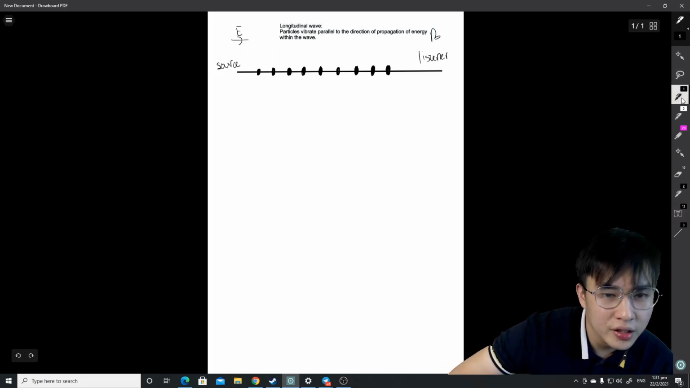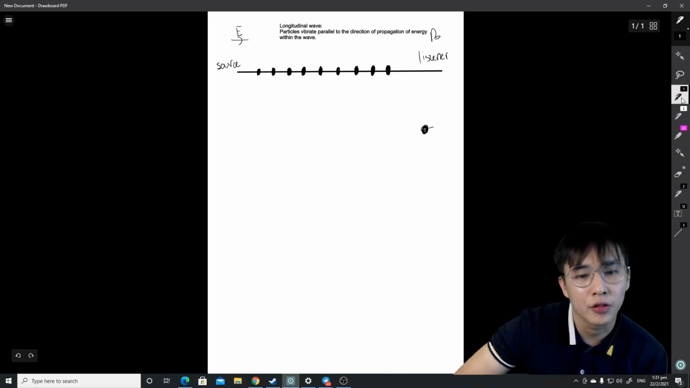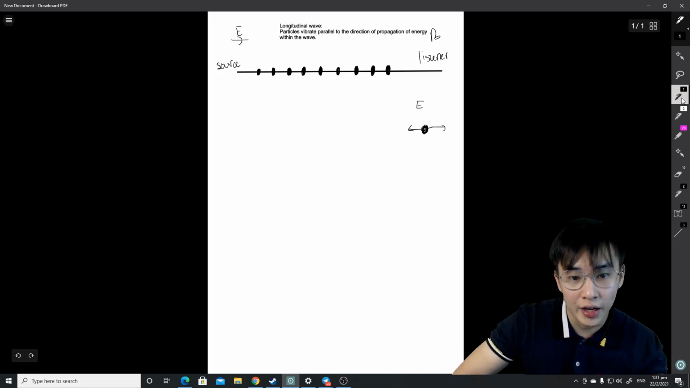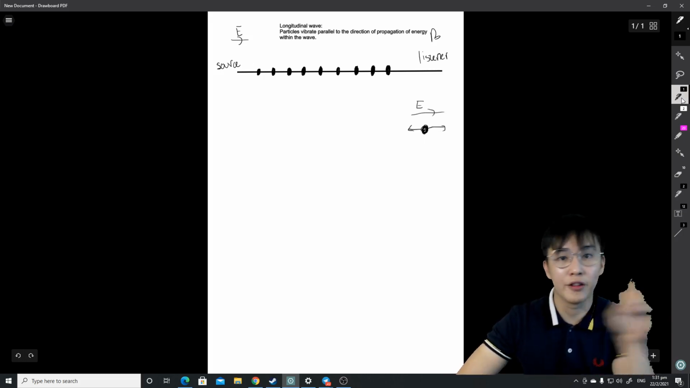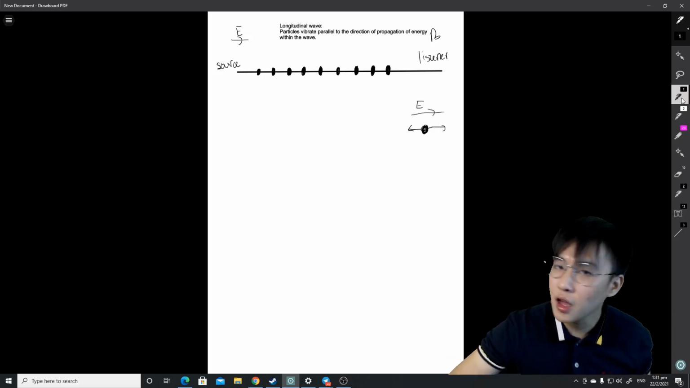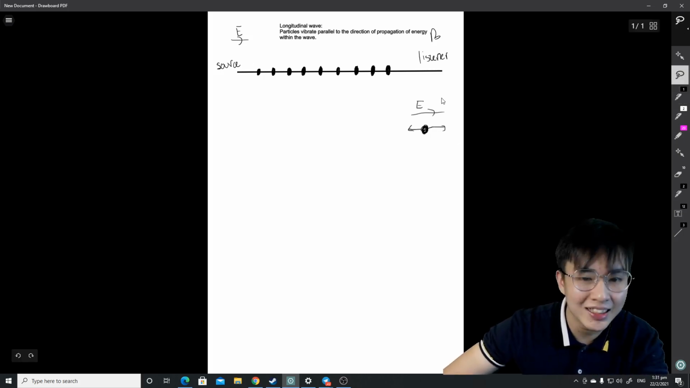Consider just one particle like that. The particle will have to vibrate like that and like that. This is parallel to the energy direction. Can you see that? It's all just horizontal. Okay, it's just horizontal in this case. They are vibrating parallel. Very key concept here. That is the reason why they have rarefactions as well as compressions.